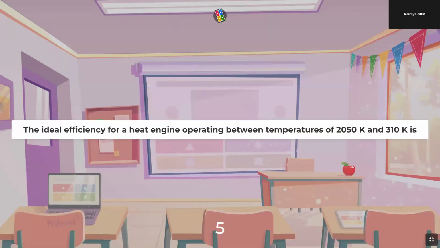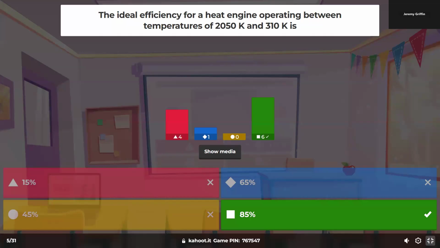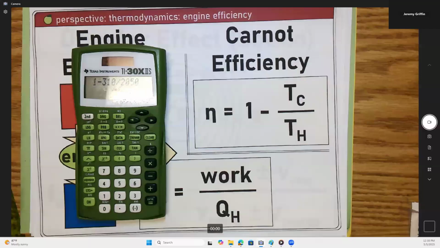Warmer. Here you go, calculator time. What's the ideal efficiency? There's your hot and cold sink: 2050 Kelvin, 310 Kelvin. So try that. Do 1 minus 310 over 2050. Should be 85%.